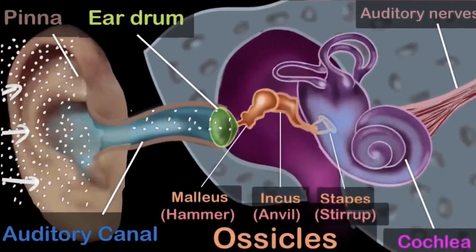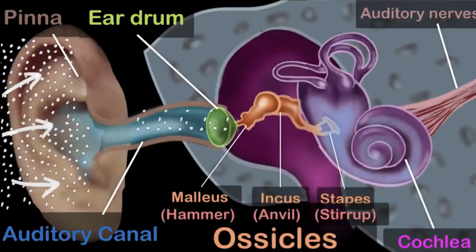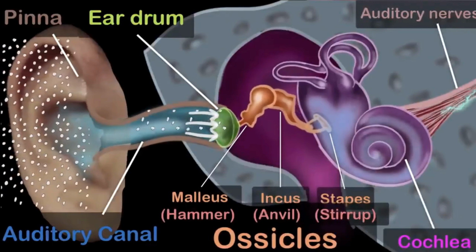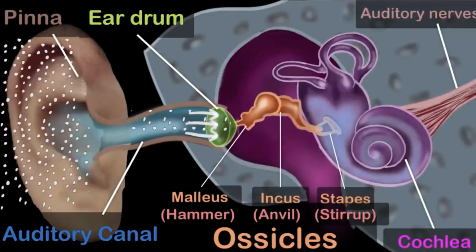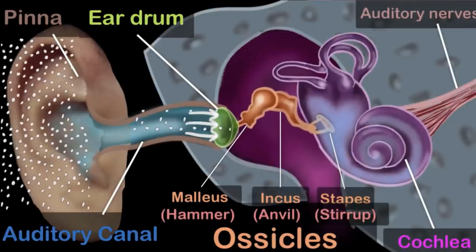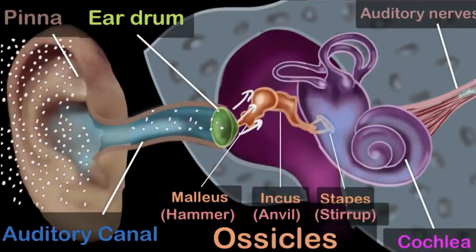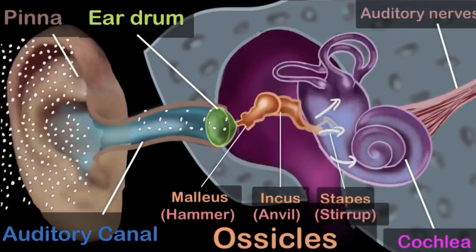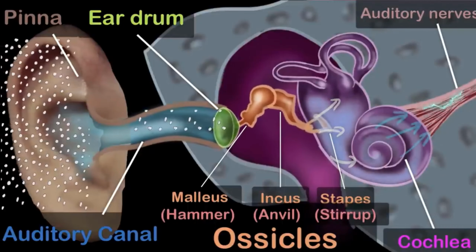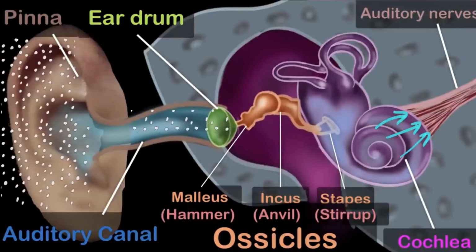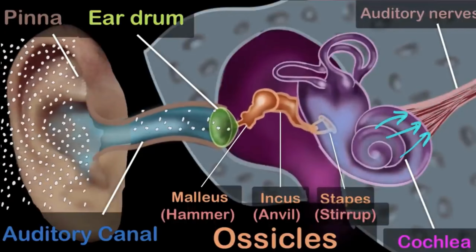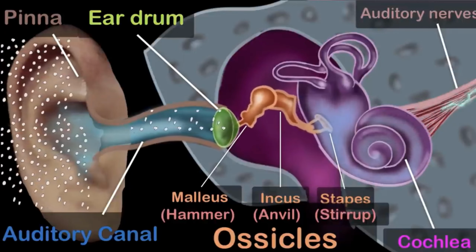And so, to summarize, the outer ear collects the sound waves through the pinna and directs them to the eardrum. The three tiny bones of the middle ear amplify these sound waves, transferring it into the cochlea, and the cochlea converts the back and forth vibrations of the particles into electrical signals and sends it to our brain.